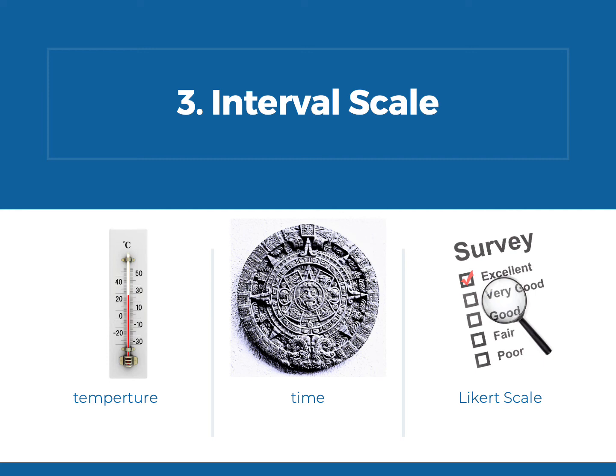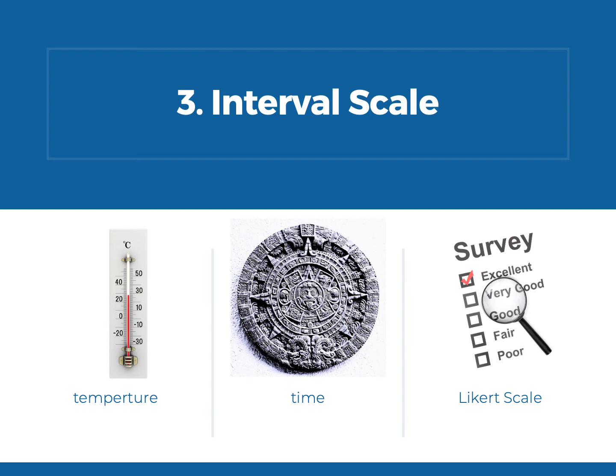In the ordinal scale, 0 means that the data does not exist. In the interval scale, 0 actually has a meaning. For example, if you measure 0 degrees, 0 has a temperature. Or year 0 means at the time of Christ's death.